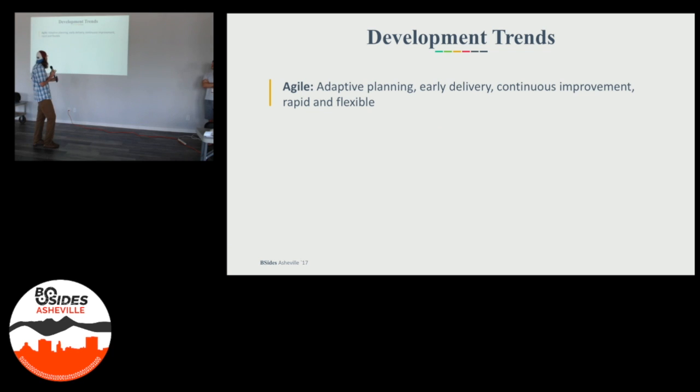Quick little preview. Development trends, what's happening in the industry, and this is probably pretty evident to everybody in the crowd, but this helps us frame the discussion. Agile is huge now. It used to be huge in Cisco when I started. It was all waterfall, unfortunately. But now it's Agile, so you're talking about adaptive planning, early delivery, continuous improvement, and rapid velocity.